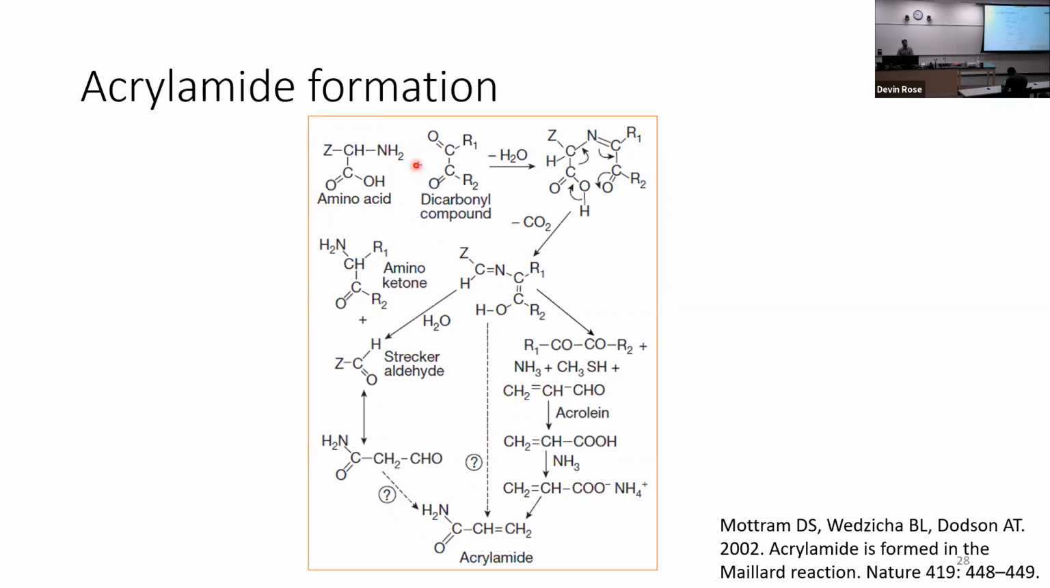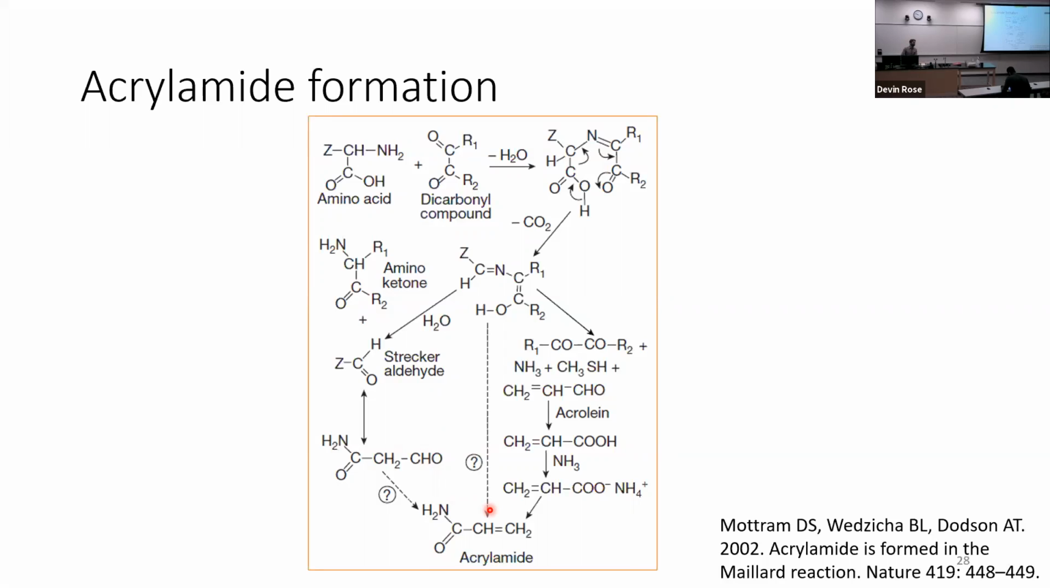This amino acid here can be one of several, but the majority of acrylamide that is produced in food would be from asparagine, the amino acid asparagine. So this reaction really only occurs in foods that have a lot of asparagine in them. So asparagine gets its name from asparagus, which is where it was discovered. So asparagus has a lot of asparagine in it.